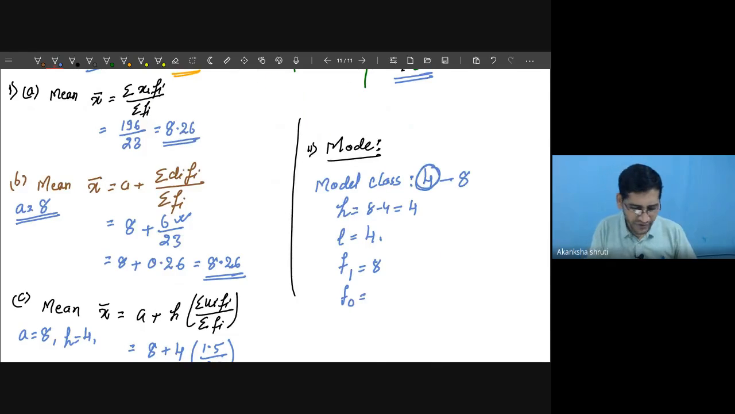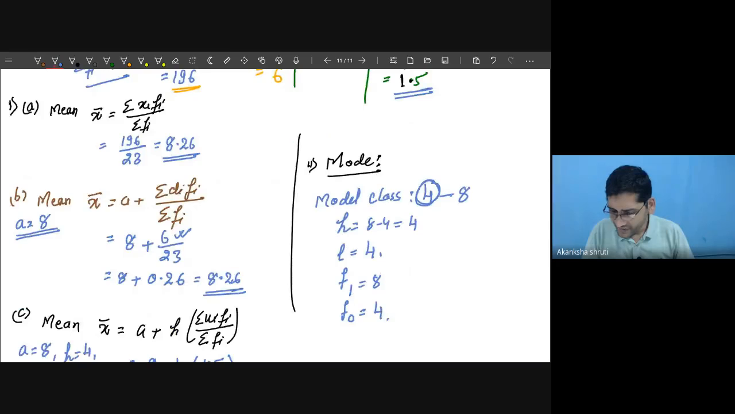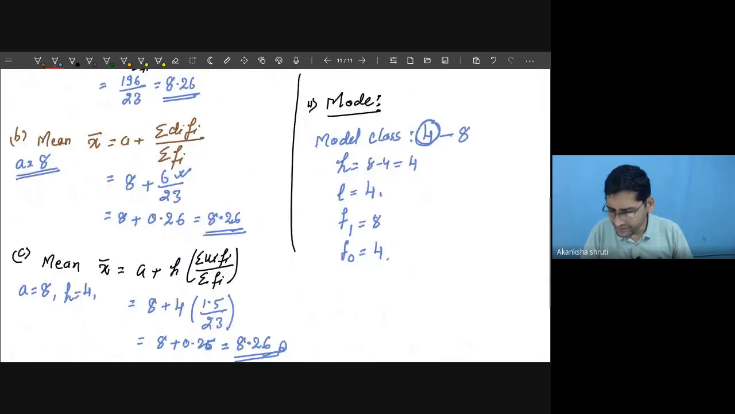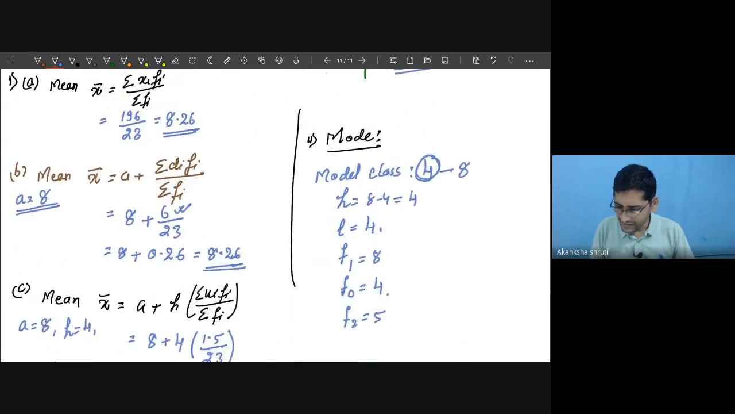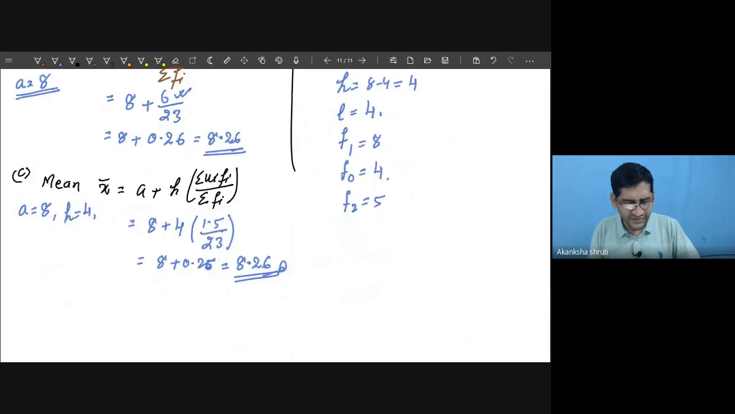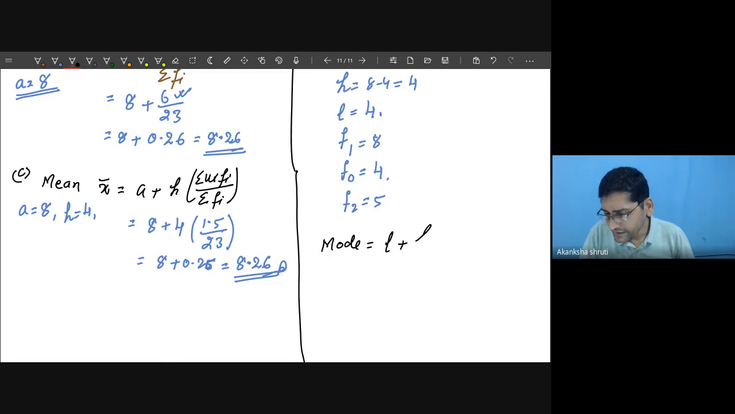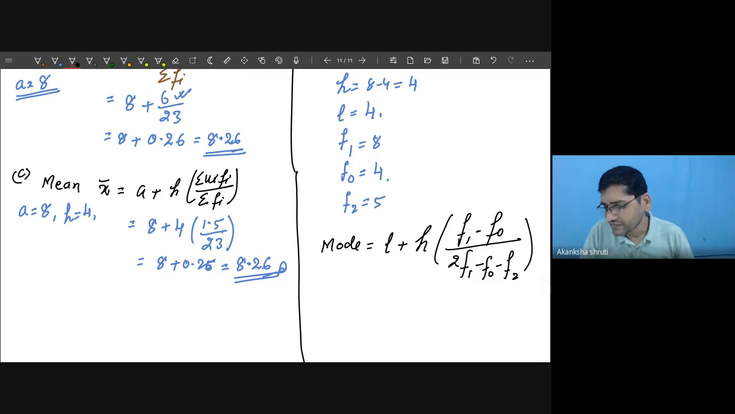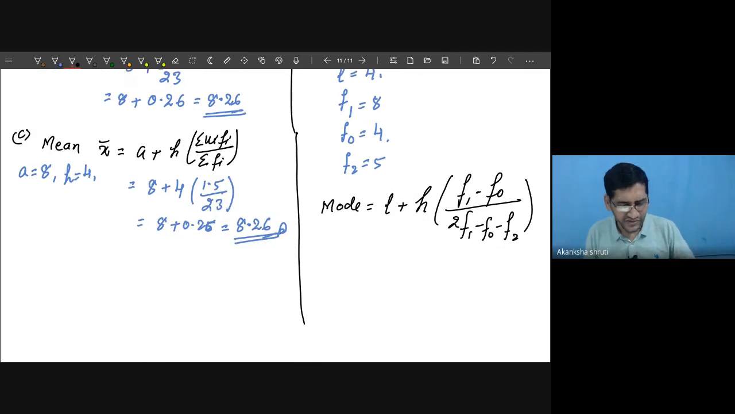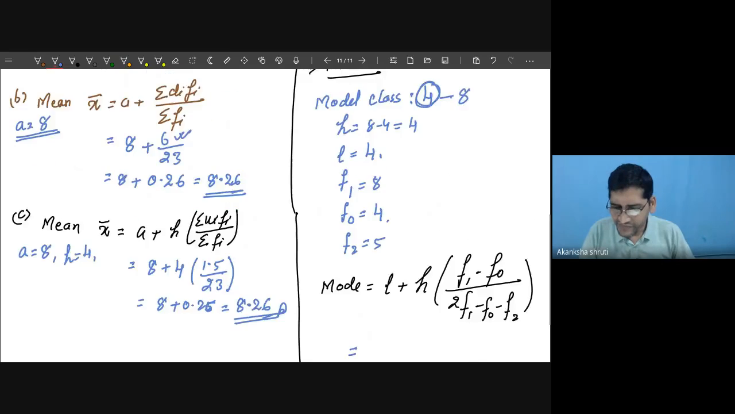f0, before this 8, it is 4. After this, f2 is our 5. And L we had already noted. Everything we have noted. So what is the final requirement? The formula, student, after this. Now mode is given by L plus h multiplied by f1 minus f0 in the numerator, twice of f1 minus f0 minus f2 in our denominator. This much. Okay, so just go for substitution.